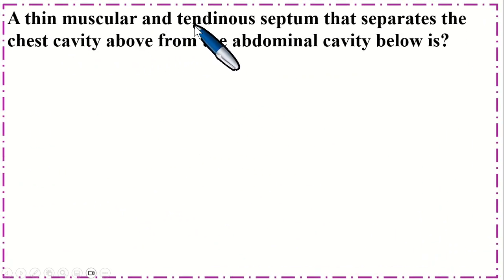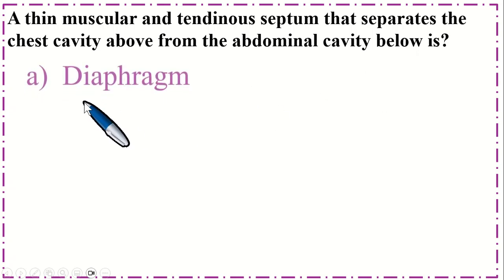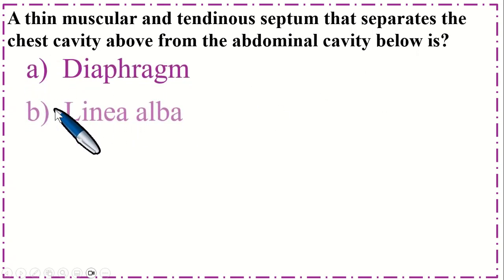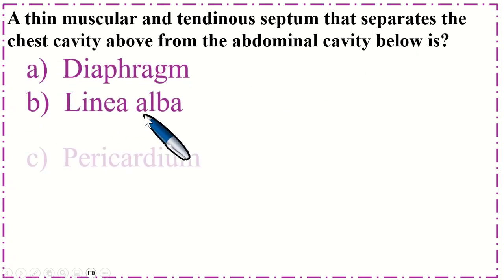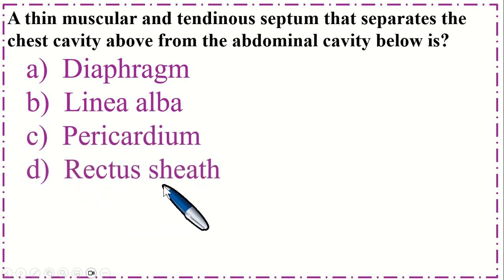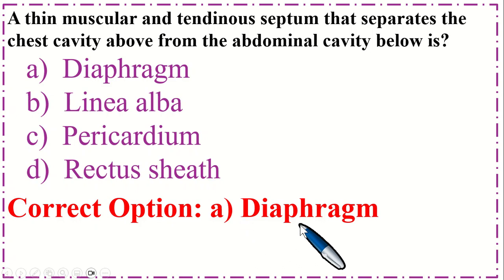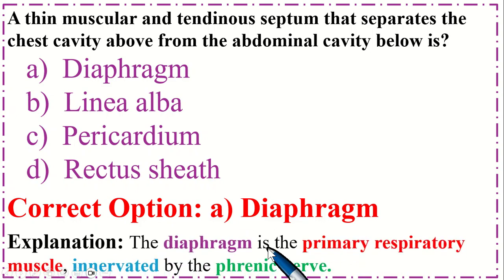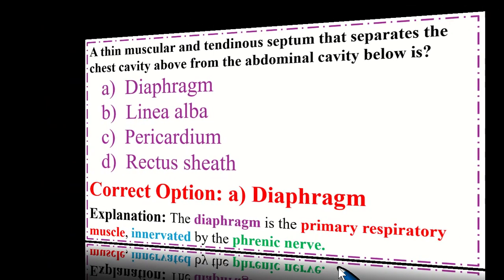A thin muscular and tendinous septum that separates the chest cavity above from the abdominal cavity below is: option A, diaphragm; B, linea alba; C, pericardium; and option D, rectus sheath. So the correct option is A, diaphragm. The diaphragm is the primary respiratory muscle, innervated by the phrenic nerve.